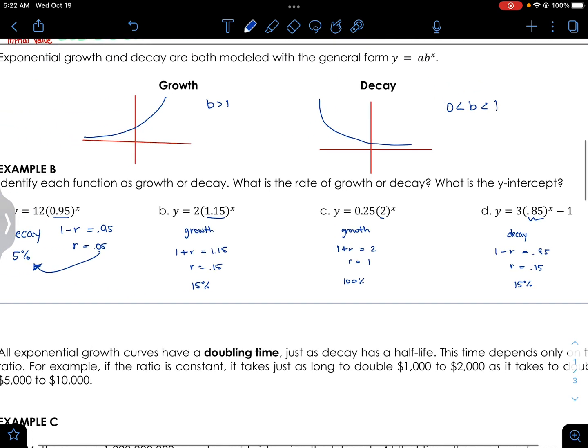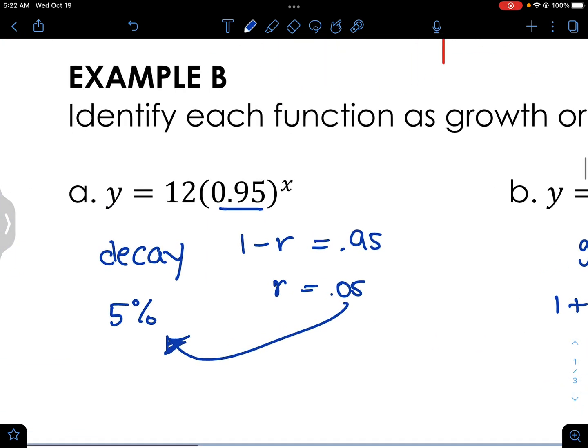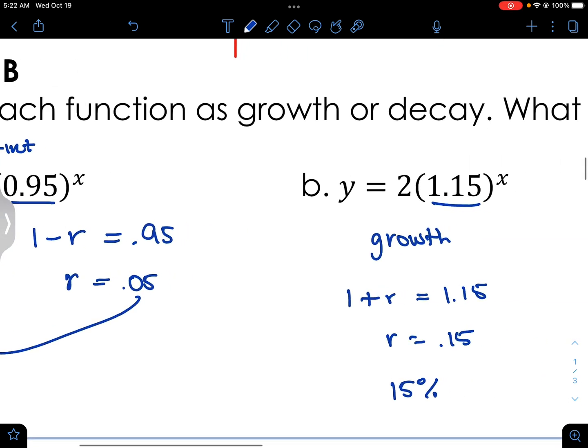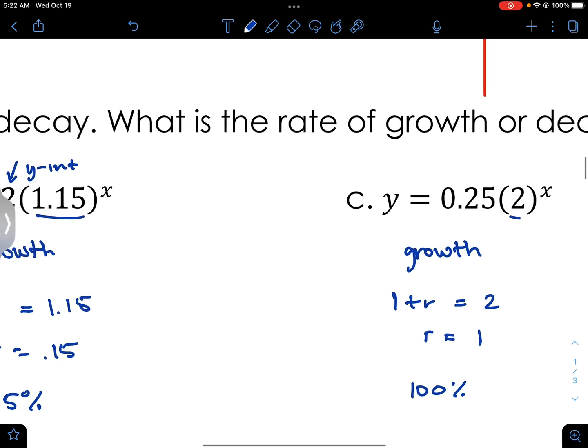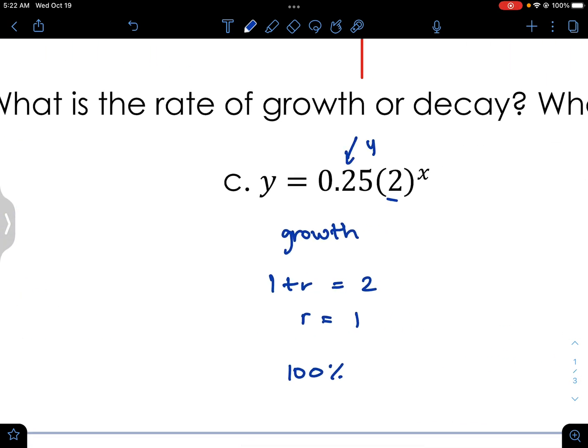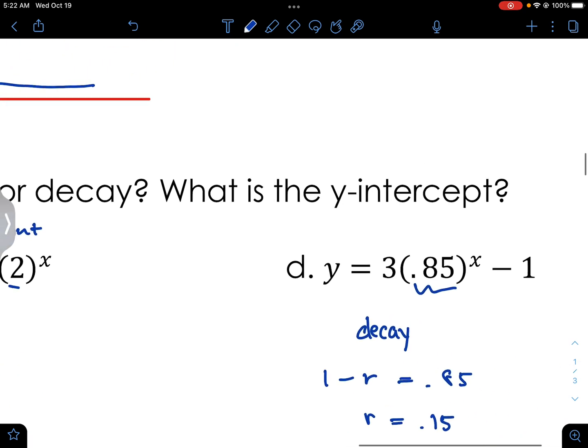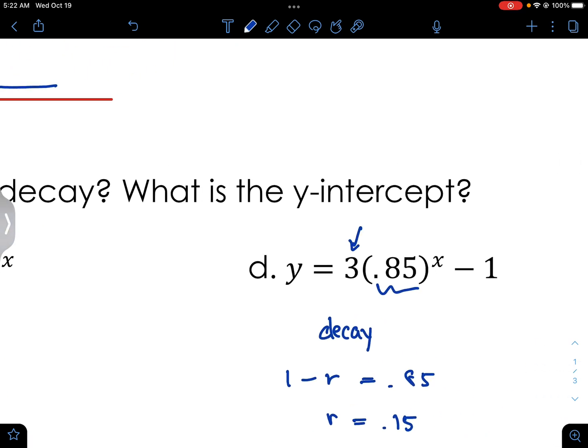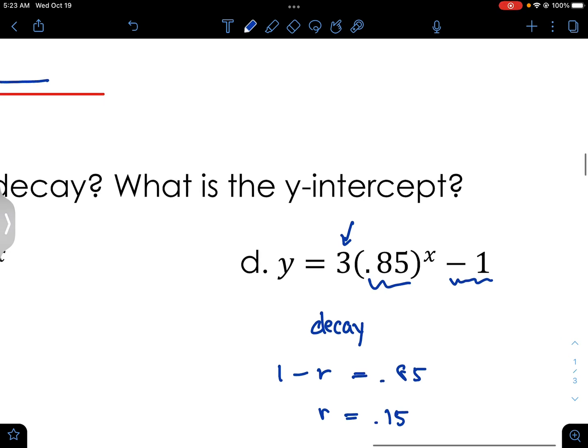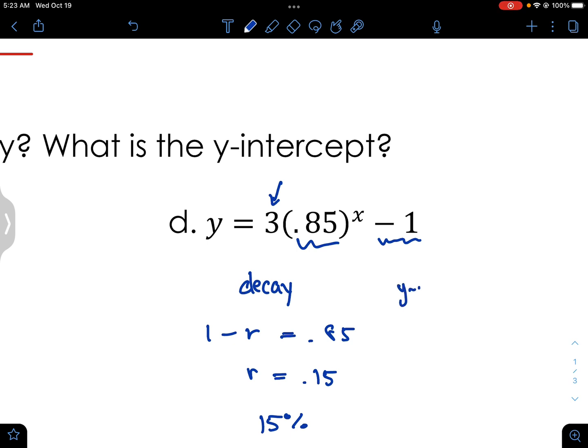Now to find your y-intercepts, remember your y-intercepts are going to be here. So in this case, the y-intercept is 12. The y-intercept is 2. The y-intercept is 0.025 or 0.25. And the y-intercept, in this case, normally would be 1, but then you're subtracting 1 so that everything is moving down. So your y-intercept is actually, in this case, going to be 2.